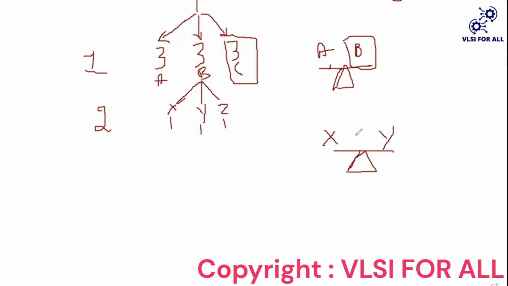If X and Y are equal, then the default ball is Z. If X and Y are not equal, whichever is heavier is the default one. If Y is heavier, then it is the default one. If X is heavier, this is the default one. So we can get it with just 2 iterations. You guys got it? Yeah. Yes, ma'am.